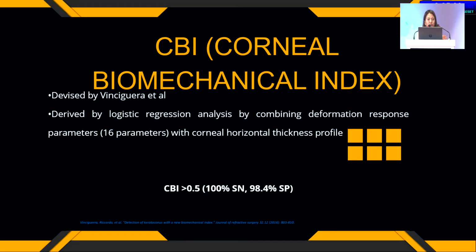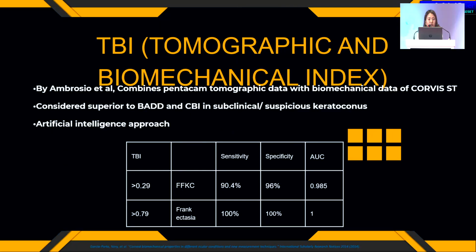So what is CBI? That is the corneal biomechanical index, which was devised by Vinciguerra et al. They have shown that a regression analysis is used to look at the deformation response of the eye, and they came to the conclusion that a corneal biomechanical index of more than 0.5 is significant, and for frank keratoconus, a CBI of 1 is considered to be problematic.